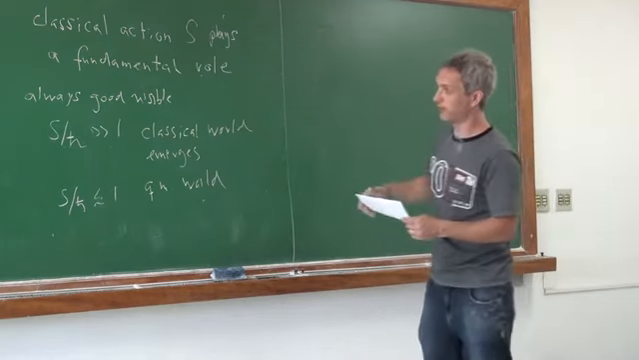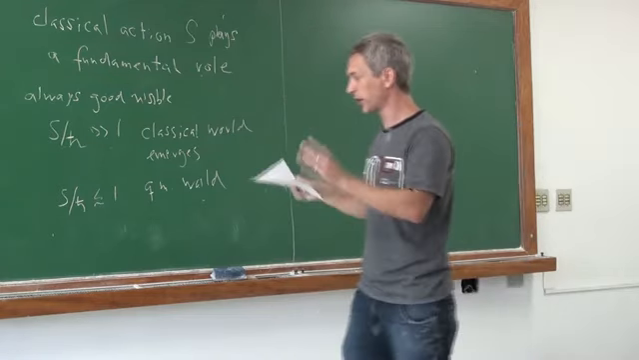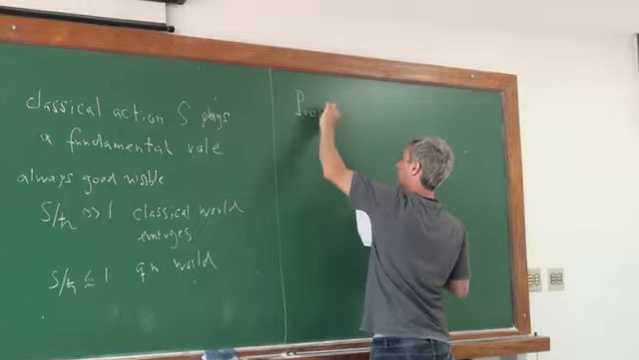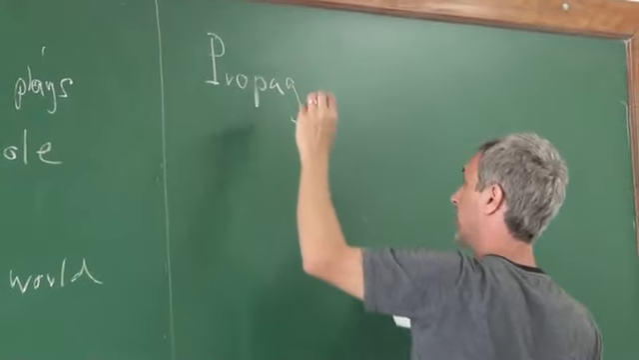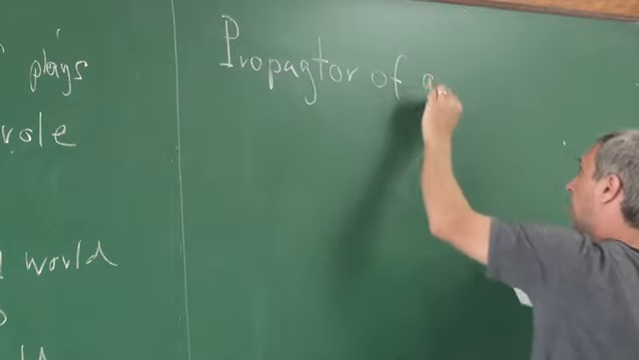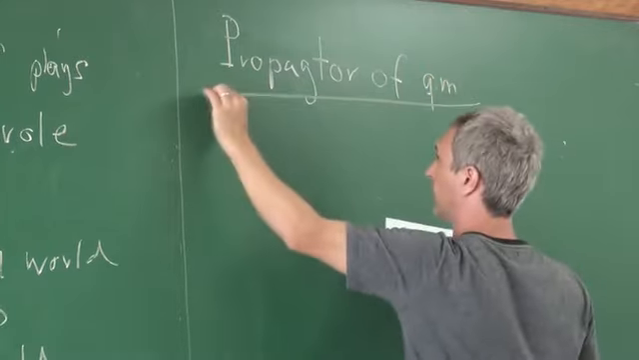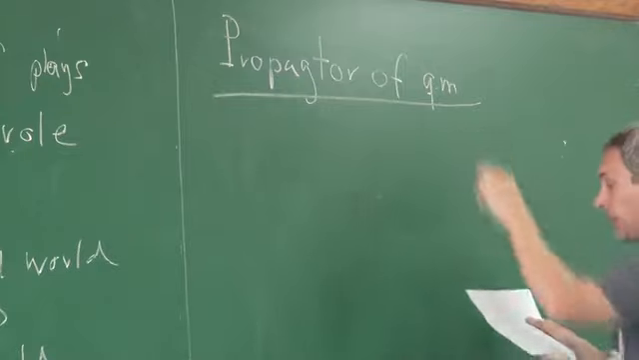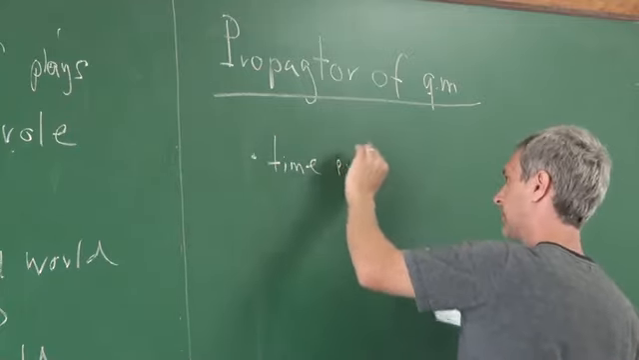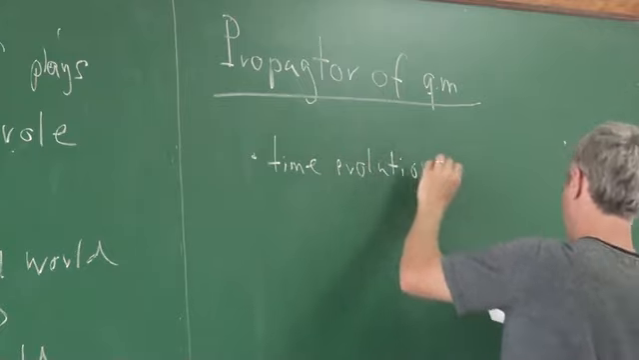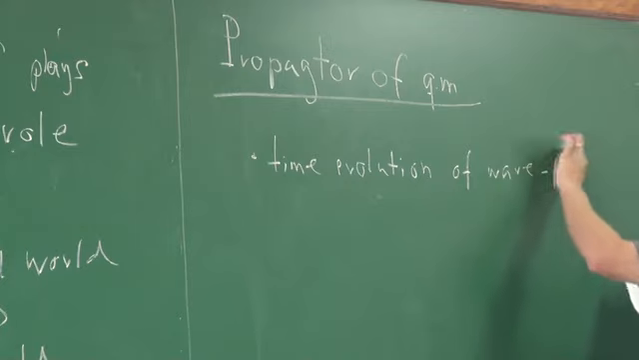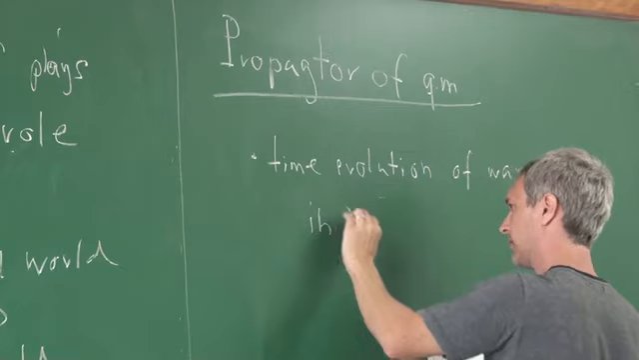Then let's just very briefly say what we are going to look at in the next lecture. So the Feynman path integral approach is all based on representing the propagator of quantum mechanics, or matrix elements of the propagator, in terms of some high-dimensional integrals. So let me just recall the propagator of quantum mechanics. You know the time evolution of a wave function is described by the Schrödinger equation.